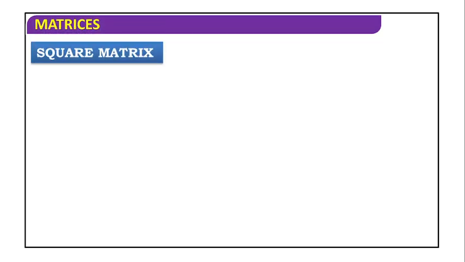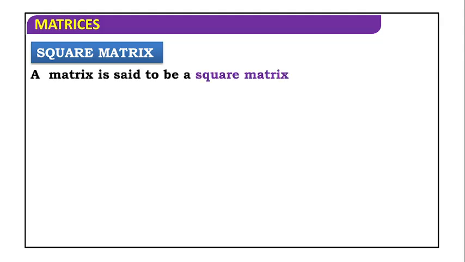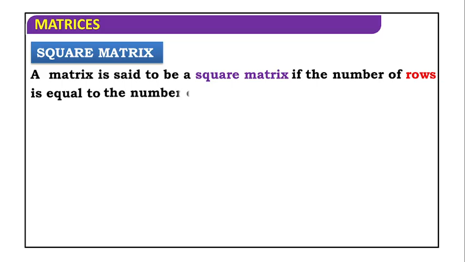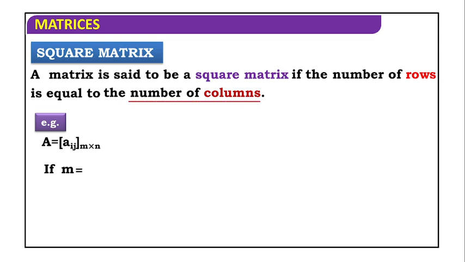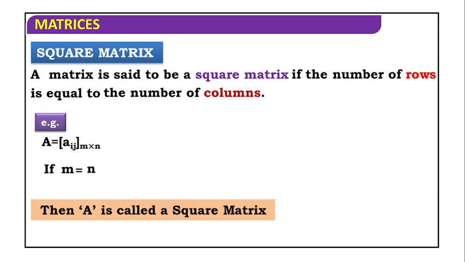First one, square matrix. Any matrix is said to be a square matrix if the number of rows is equal to the number of columns. Same number of rows and same number of columns, then the matrix is said to be a square matrix. For example, if M is equal to N, then the matrix is said to be a square matrix.